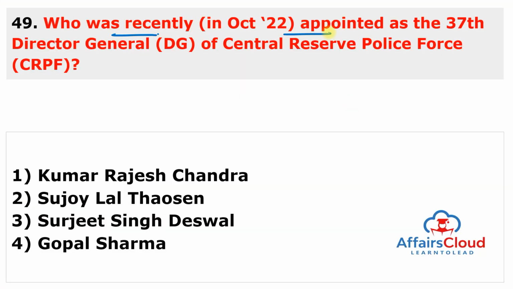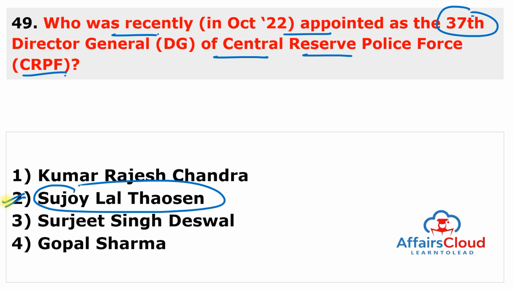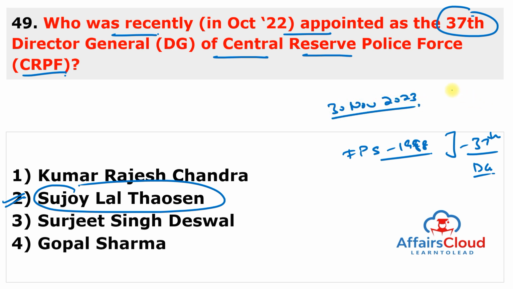Who was recently appointed as the 37th Director General of Central Reserve Police Force or CRPF? Answer of this question is Sujay Lal Thaosen. Answer of this question is second. S.L. Thaosen, IPS officer of the 1988 batch of Madhya Pradesh cadre, was appointed as the 37th Director General of CRPF, and he will hold the post until his superannuation on 30th of November 2023 or till further orders, whichever is earlier. And the post was vacated with the superannuation of 1986 batch IPS officer Kuldeep Singh. Earlier this position was held by Kuldeep Singh, and he retired on 30th of September 2022.